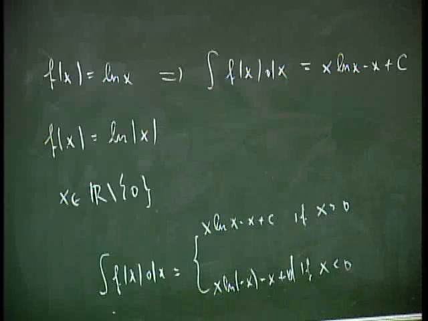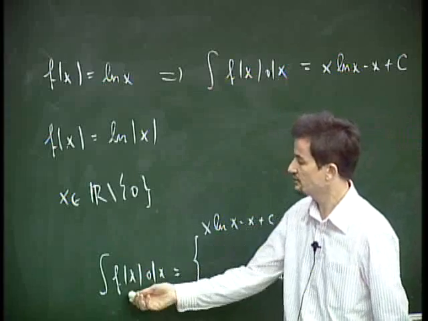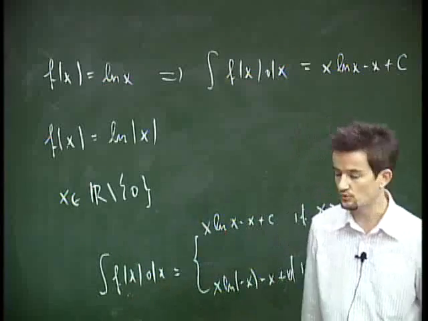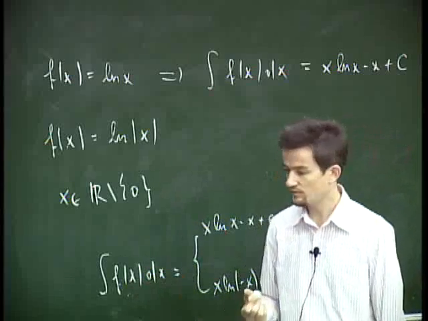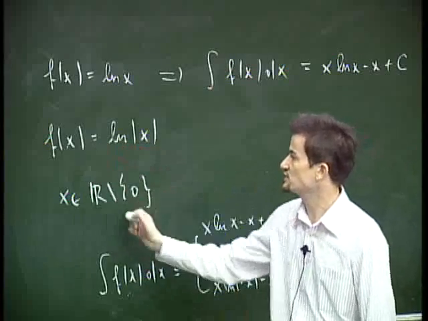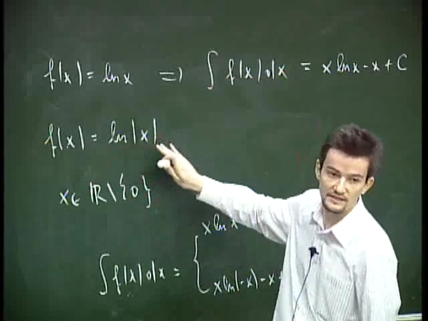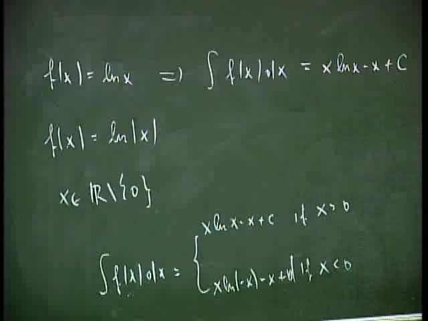So actually, if you want to find antiderivatives of a function f of x, you first have to make clear what the domain is. If you say the domain of this function f of x is all x larger than 0, then you don't have to write the absolute value. In this case, all antiderivatives are given by those functions here.